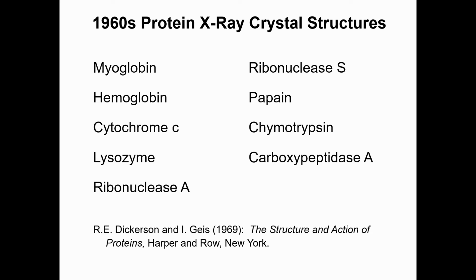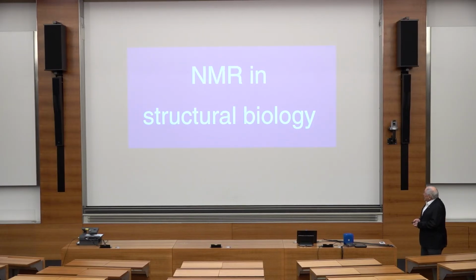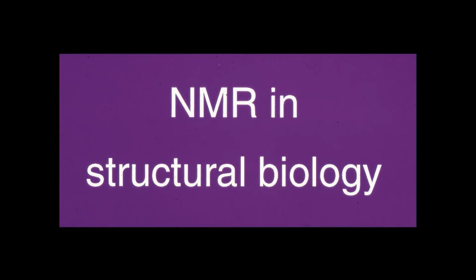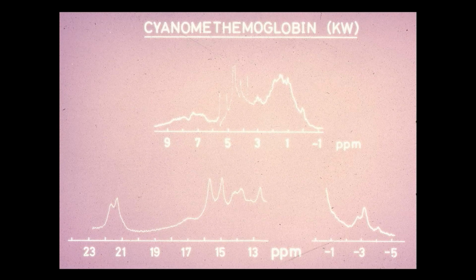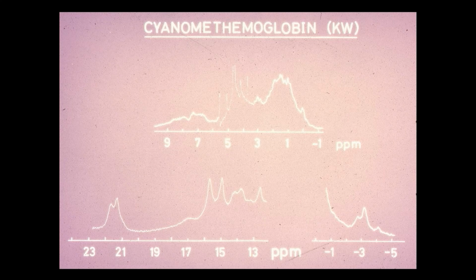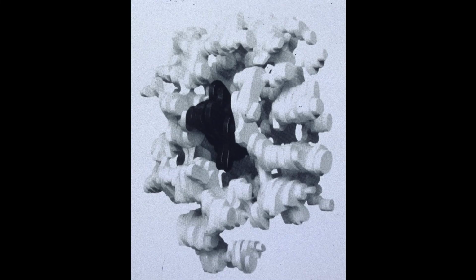In that time, a scientist, Dick Dickerson, and an artist, Irving Geis, published a book in which they made protein structures accessible to a general public. At this point in 1969, NMR in structural biology was also started. For example, an NMR spectrum of myoglobin was recorded. You see, it's hemoglobin, and you can see that it has a small number of broad lines.